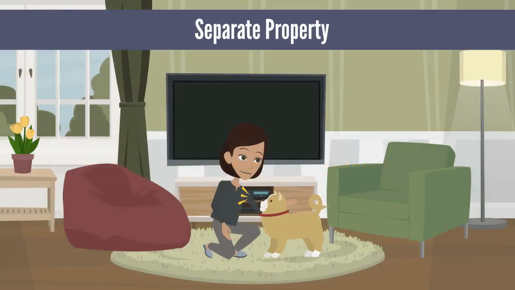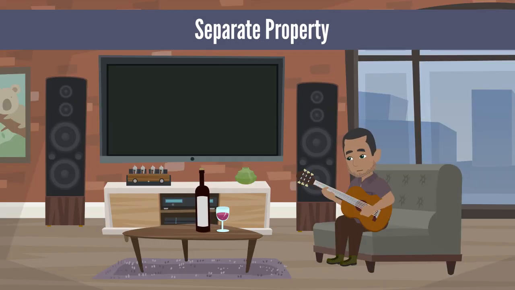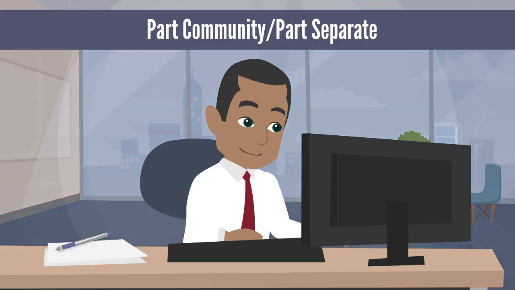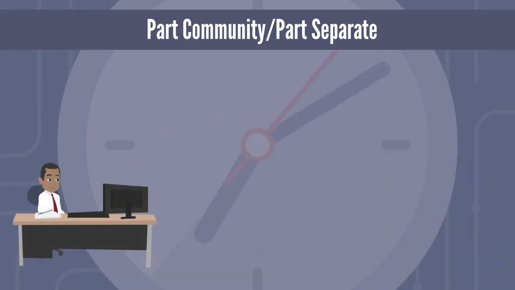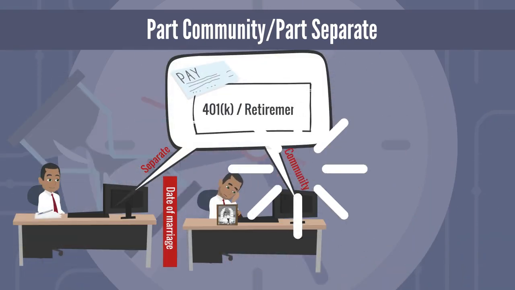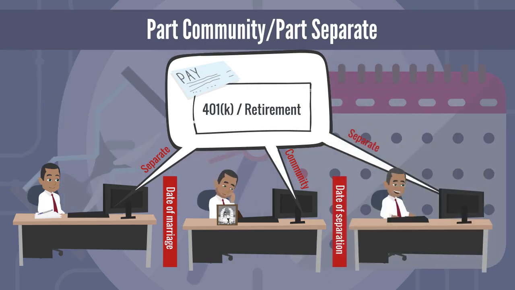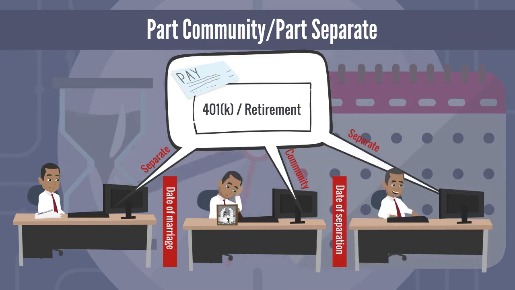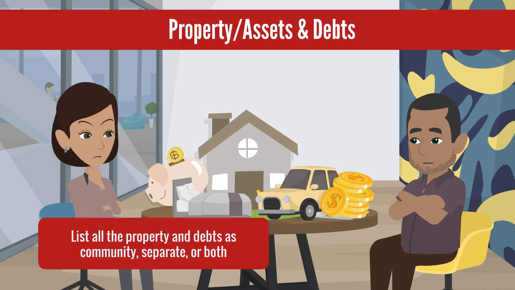Separate property is what you each own or owe individually from before you married or after you separated, and any gifts or inheritance. Property can be part community and part separate. For example, a 401k or retirement plan could be considered part community and part separate property. You will list all of the property and debts as either community, separate, or both. Typically, you keep your separate property and debts and split your community property and debts.